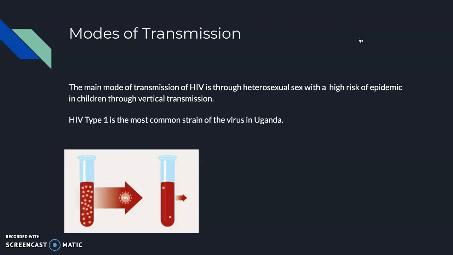Modes of transmission. The main mode of transmission of HIV is through heterosexual sex, with a high risk of epidemic in children through vertical transmission. What this means is that mothers who were infected with HIV commonly pass it to their newborn infants. HIV type 1 is the most common strain of the virus in Uganda.